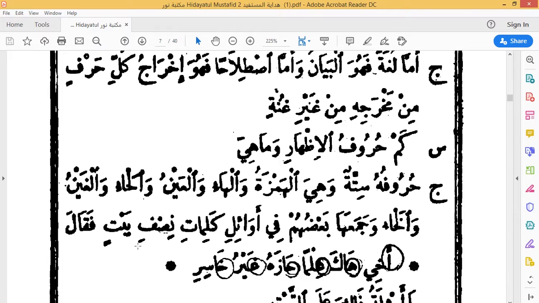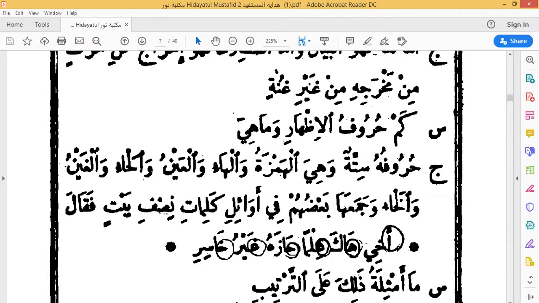Some scholars have made a poem to form a formula. They formed a poem that formularized these letters, in such a way that each word of the poem consists of the letters of Izhar. So the poem is: أخي هاك علما حازه غير خاسر.